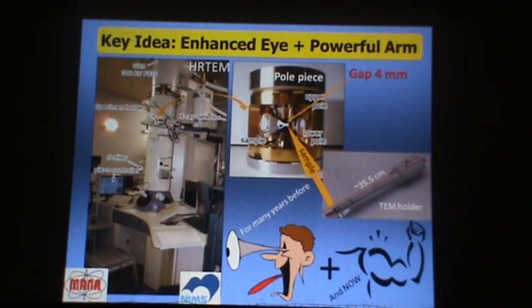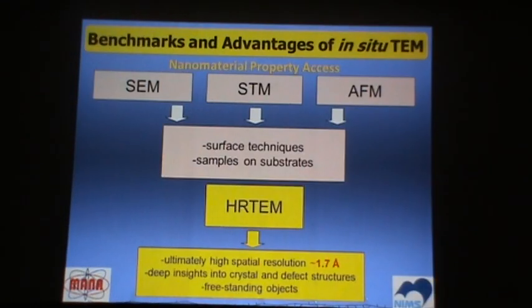But my idea was to try to find new possibilities of TEM and to merge the possibilities of a human eye with a human arm. It means we can see and we can do all experiments in situ inside TEM under high resolution.